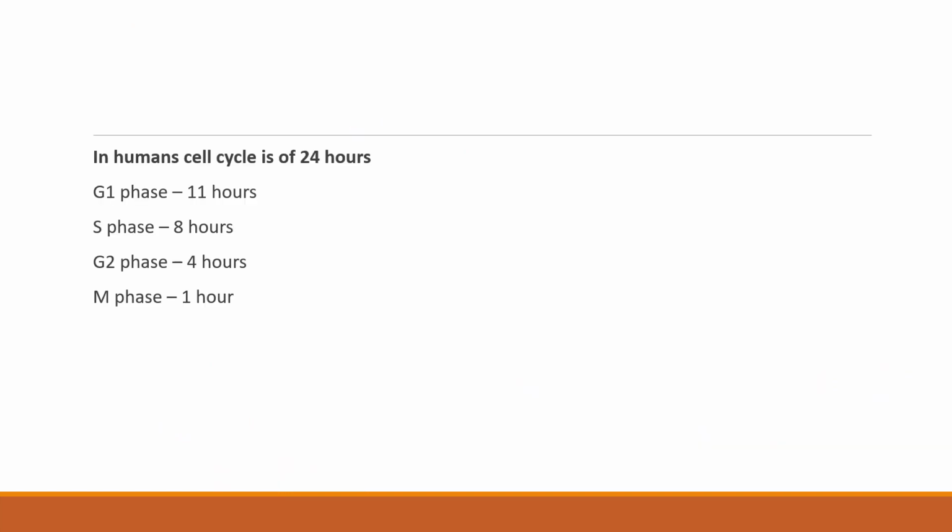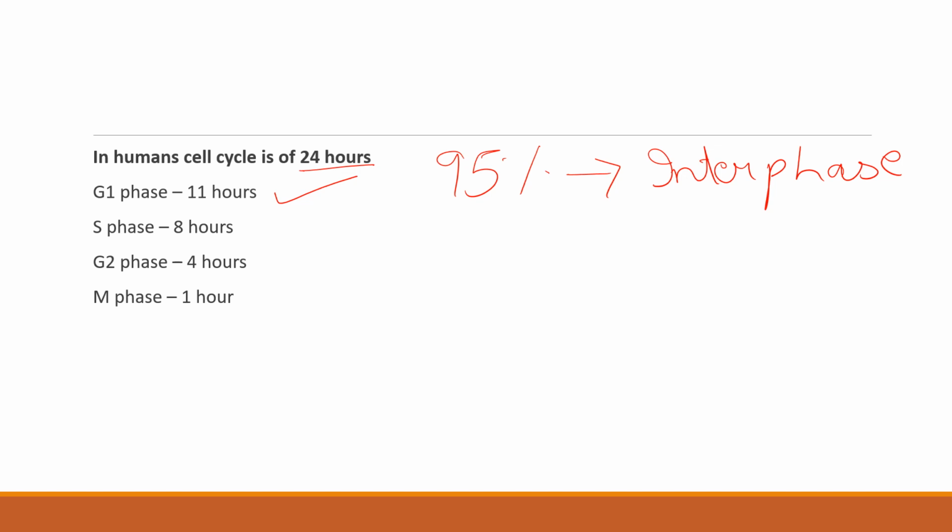Now, as we all know, the human cell cycle is of 24 hours. In this 24 hours, 95% of the time is given to interphase, meaning the cell is preparing for the division. As I mentioned earlier, the cell is preparing for division, so cell growth occurs, the DNA multiplies and all that. In that, G1 phase has 11 hours, S phase lasts for 8 hours, G2 phase lasts for 4 hours and M phase lasts for 1 hour.